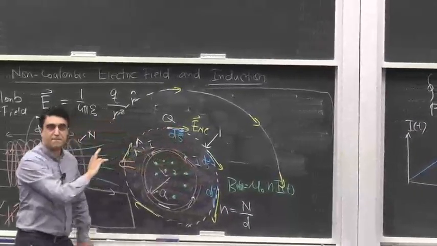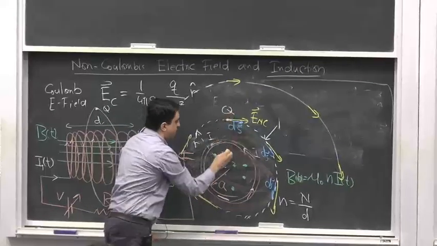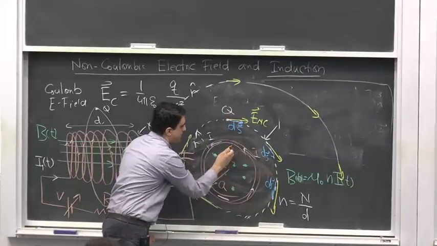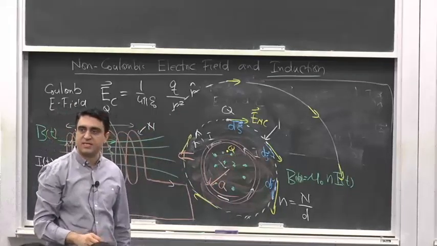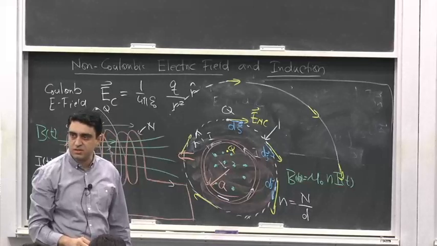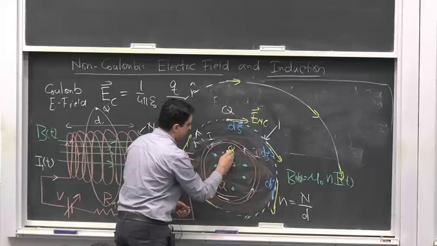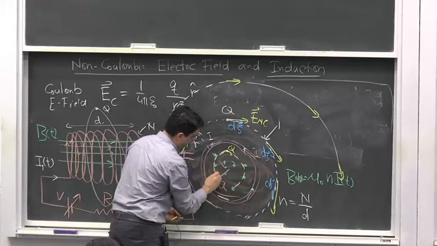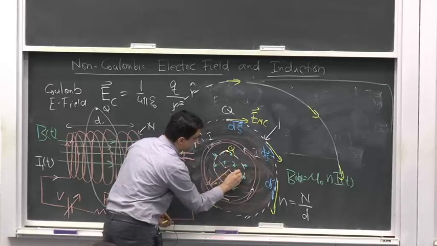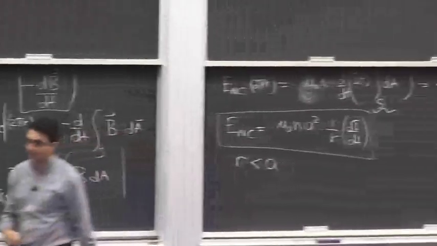Any question here? What about if I have this point Q not outside but inside here? Would there be any non-Coulombic electric field inside a solenoid? So the path which I now take is this one then. And then the distance R is smaller than the radius of the solenoid A.